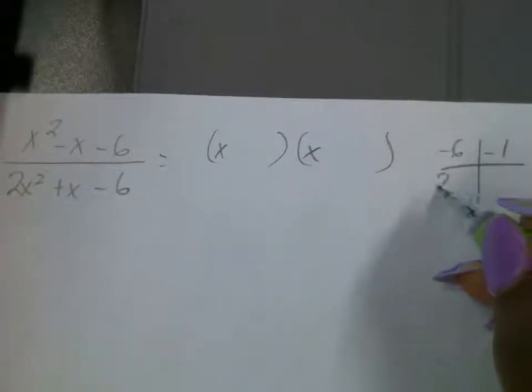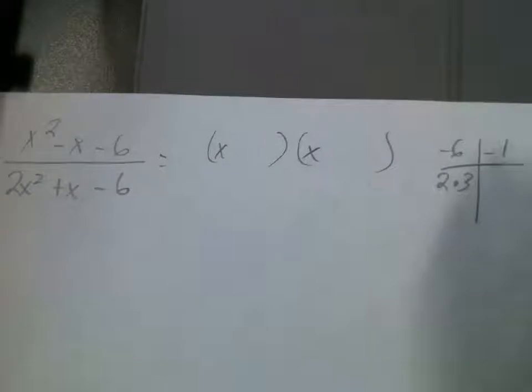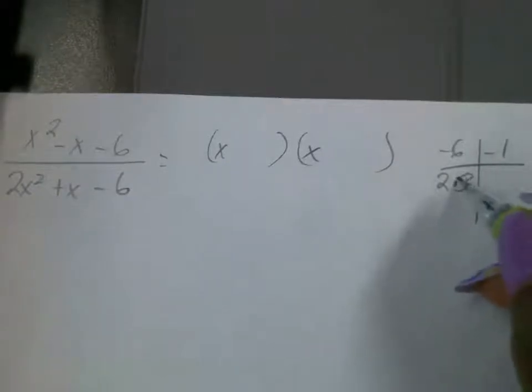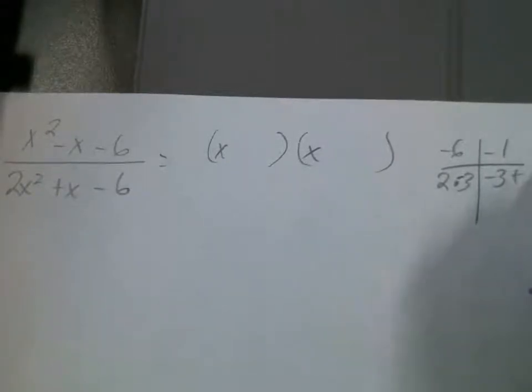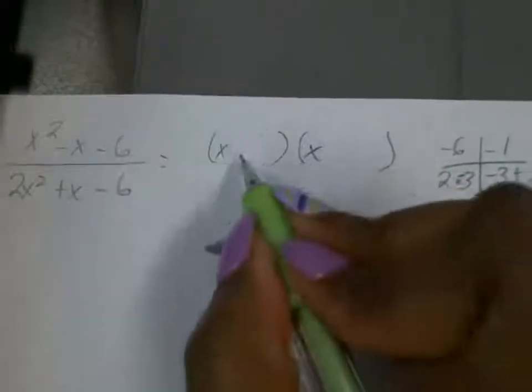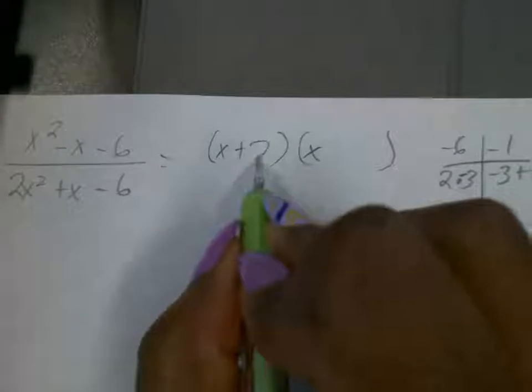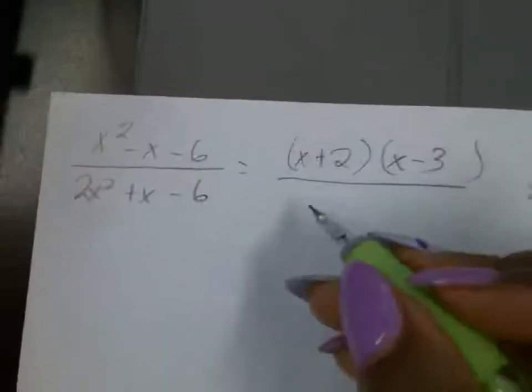So you've got 2 and 3, 2 times 3. In order to make this a negative, the 3 has to be a negative. So -3 plus the 2 is equal to -1. So this is going to be x plus 2 times x minus 3. Okay, so on the bottom, let's do the bottom.